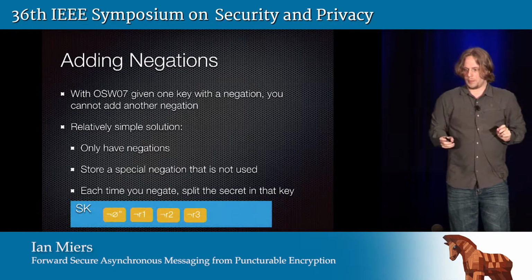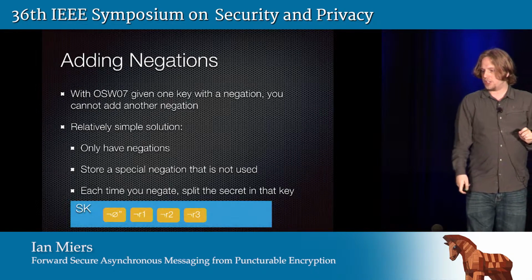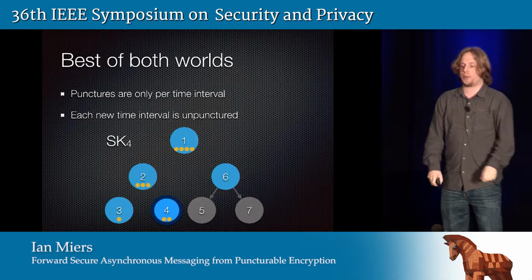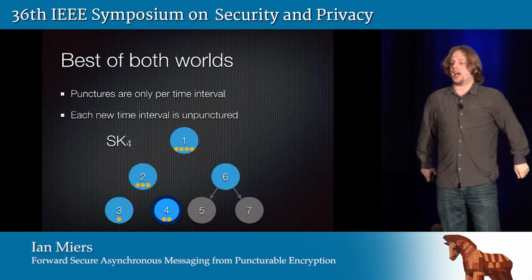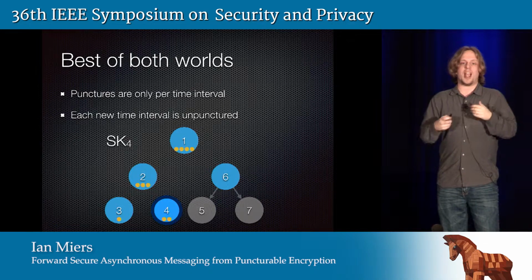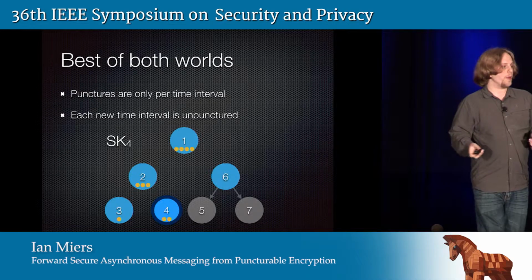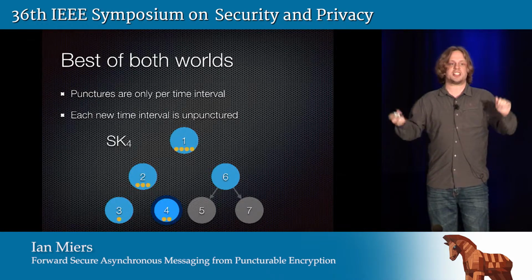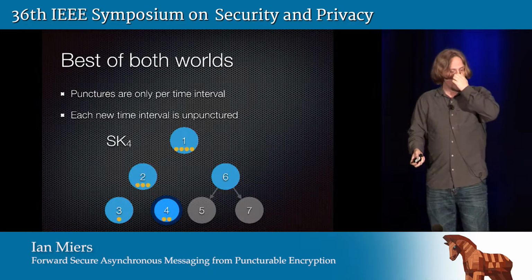So you want to actually combine the two approaches, right? You'd like to have punctures only per every individual time interval. And each time you go to a new interval, you actually reset on the number of punctures. So it turns out you can do this. You basically have to combine the two schemes. It's a little more complicated than just encrypt under both, because if you encrypt under both, if one of them is compromised, you still lose.